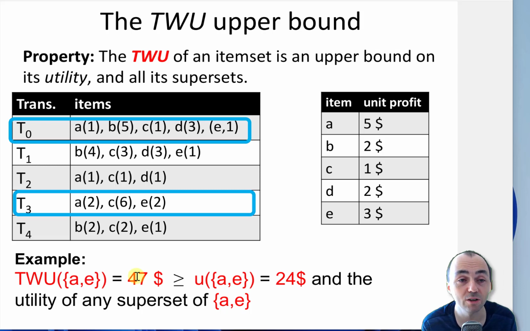So this will be a very useful property in high utility item set mining, because if you know AE is $47, the TWU, and you want to find the item sets that make at least $50, then you don't need to look at any item set with AE, because they will never be able to make more than $47.